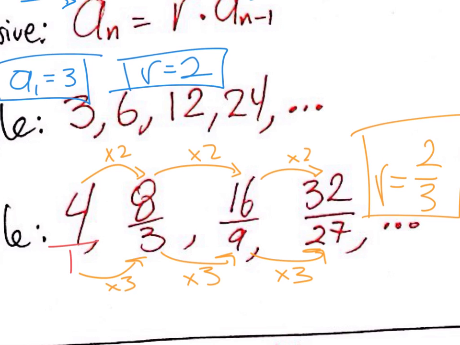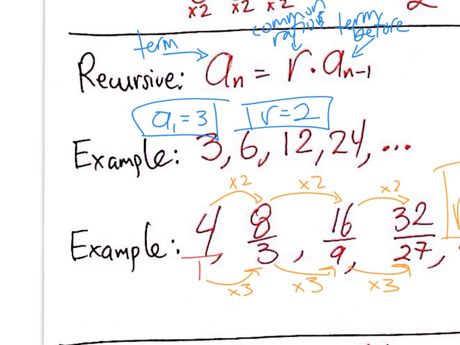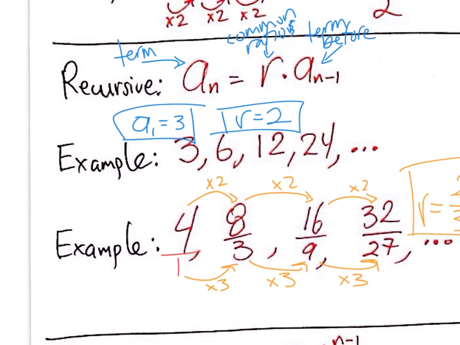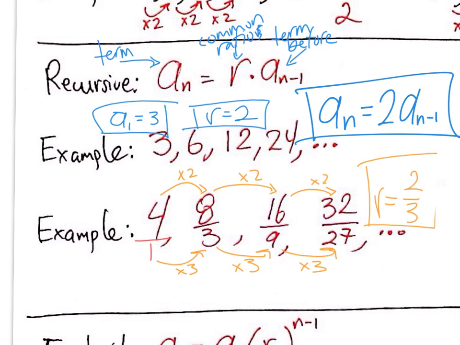This is what we are multiplying by every time. And you can always find that by doing this divided by this. And if you want to work that out, you'll get this. Or this divided by this, simplify it, you'll get this. Common ratio. Okay, so that's how to find a recursive formula. And we should write the formula here. Our recursive formula would be that a sub n is equal to 2a sub n minus 1 for this example, and our recursive formula here would be a sub n equals 2/3 a sub n minus 1.